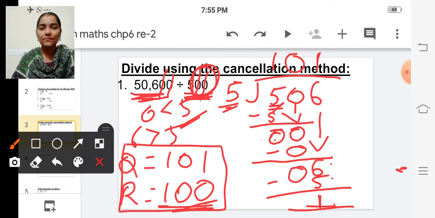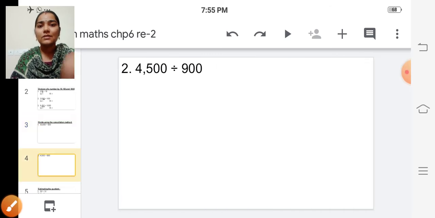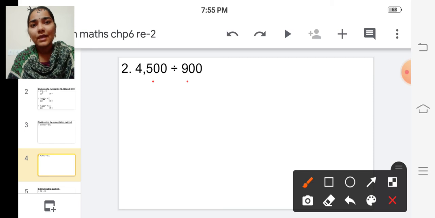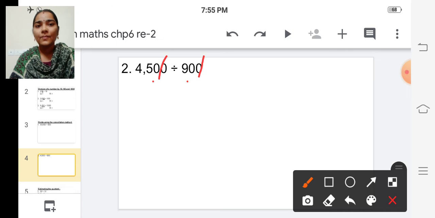Is it clear, children? Yes? So shall we do one more example? Yes. The next one, 4,500 divided by 900. Both dividend and divisor end with 0, isn't it? So we can cancel the common number of zeros. If we cancel 1 zero in the dividend, we have to cancel 1 zero in the divisor. Here there is one more 0 in the dividend and divisor also, so we can cancel these 2 zeros.